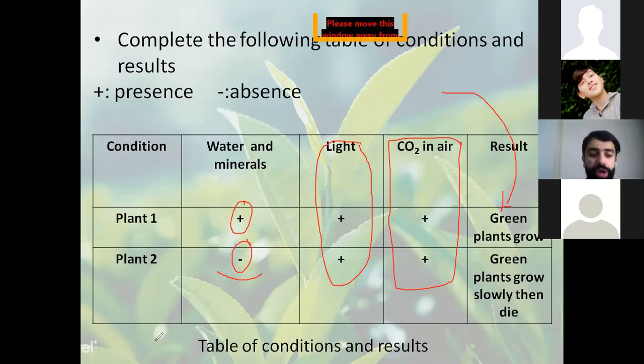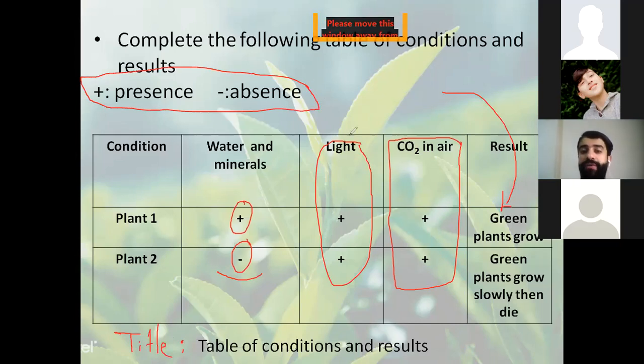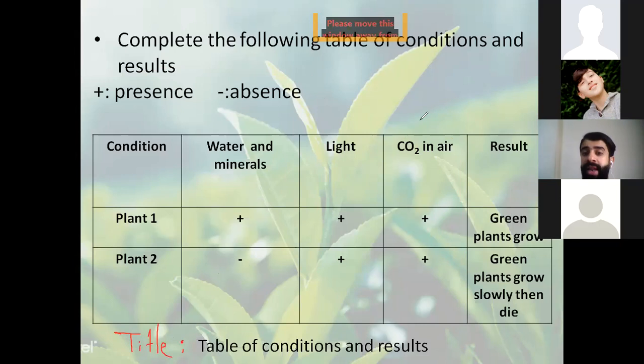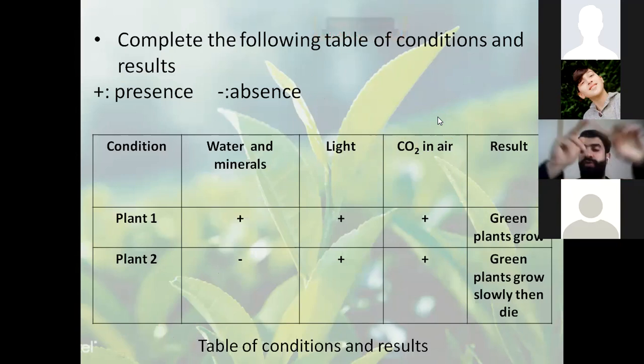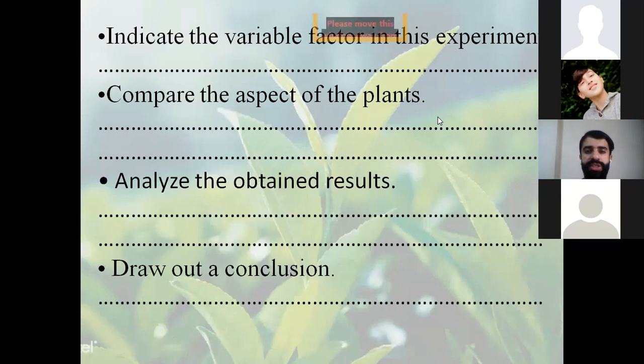Don't forget to put a title for the table. So here we have the title and also we have the legend. Here we have two important things for the table. First one, you have to put the title. Second, the legend. And finally, whenever you draw the table, draw it using a pencil and ruler, and you have to fill it using a pen. Let's now move to the questions.